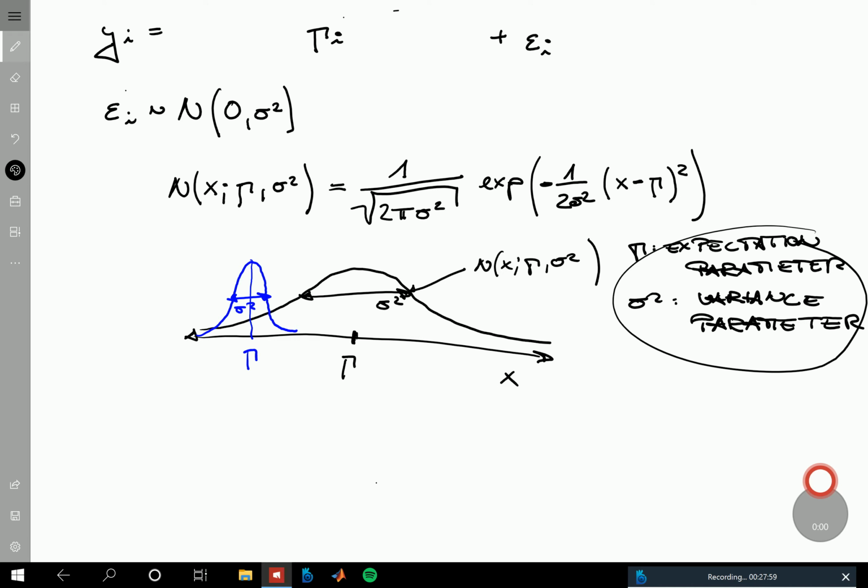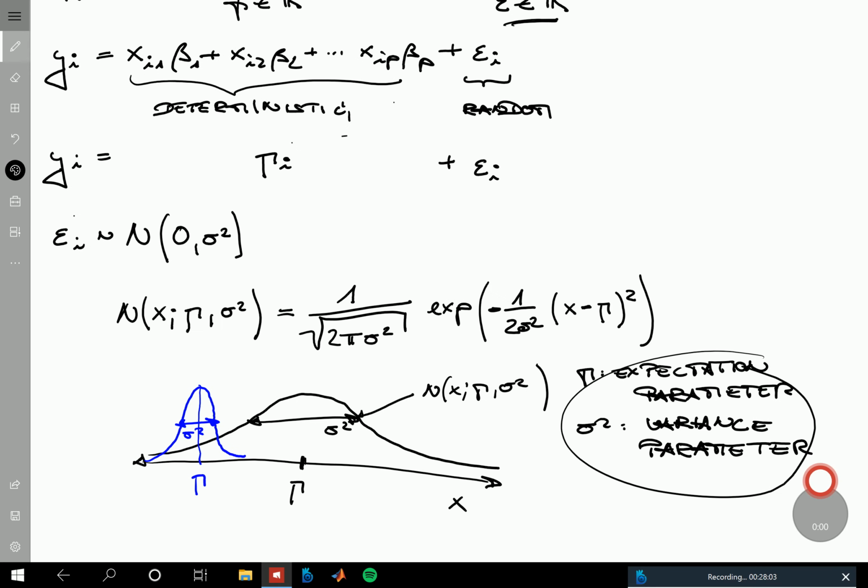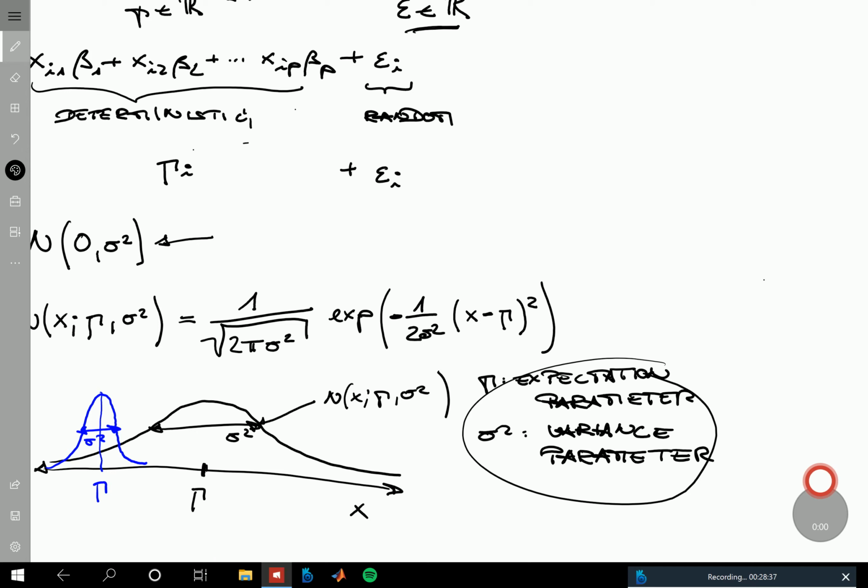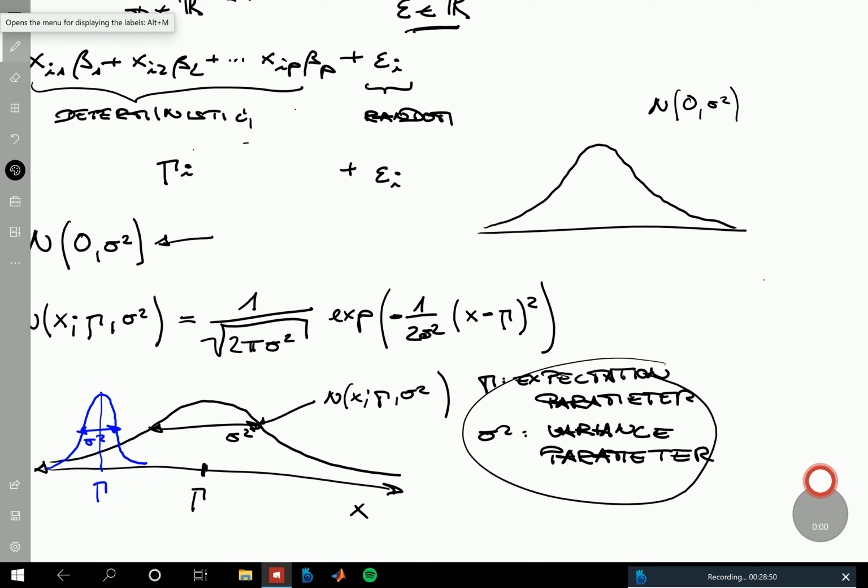Now, what we have already said is that epsilon_i is supposed to be distributed according to a univariate Gaussian or normal distribution. Gaussian and normal are the same thing; I tend to say Gaussian more often. This univariate Gaussian is supposed to have an expectation parameter of 0, so the highest density is at 0, and it has a variance of sigma squared. So let's think about what that means. Again, we just have a Gaussian, now located at 0.